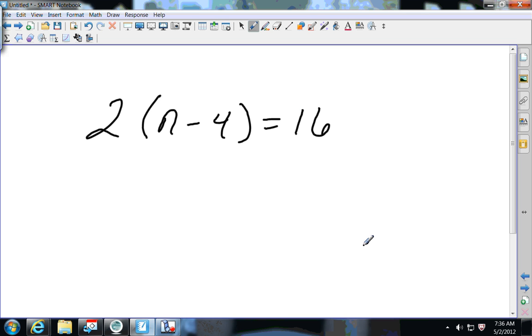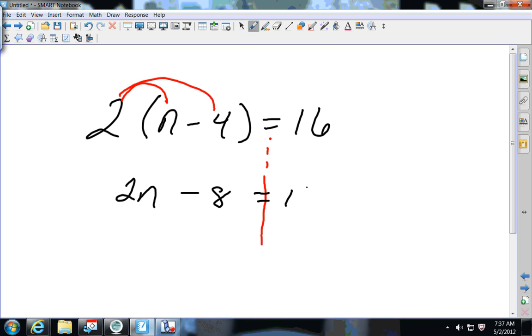Okay, what about this one? What's going on with the parentheses? Yeah, you're going to cover up again and look only on the left-hand side. It's called the distributive property. So I'm going to take 2 times n, which is 2n, 2 times negative 4, negative 8, equals 16. Well, now this should be the simple step of putting things together.